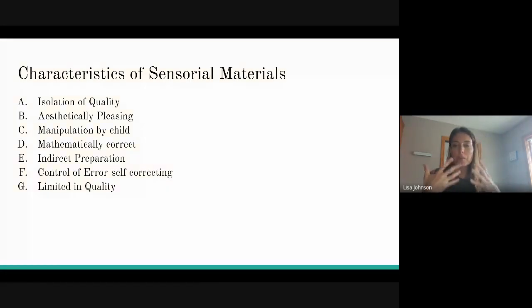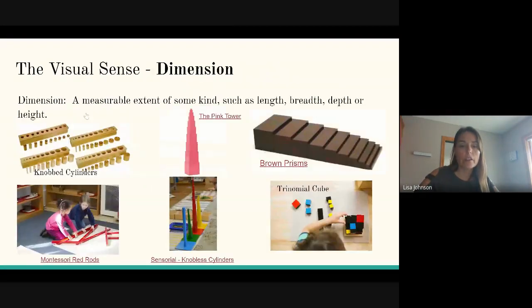Of course, we don't say any of that when we're presenting it. We use very little language, but eventually we introduce that. And then again, I talked about that control of error as well. So let's see, for example, with the knobless or the knobbed cylinders, if we put it in the wrong hole and we have 9 and then we try to put that 10th one in and it's not correct, that's the control of error. So the materials give the feedback for that.